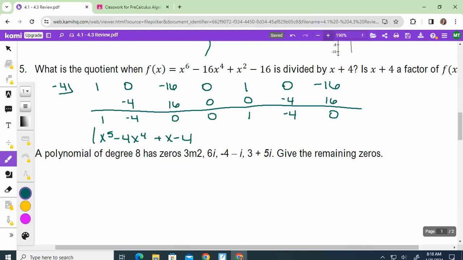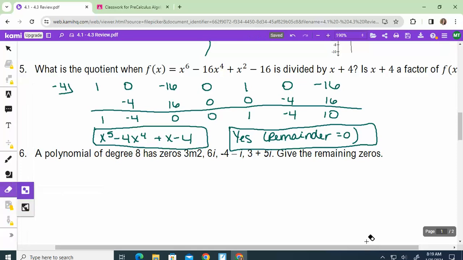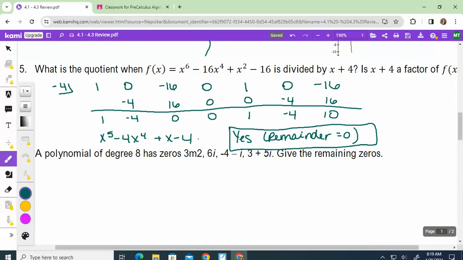So this is my quotient. Is it a factor? Yes. How do we know? The remainder is equal to the last number, 0. Alright. If we had gotten a remainder of 10, for instance, how do you write that in your quotient? You write it up here. Plus 10 over x plus 4. Okay. So if you have a remainder, you just add that on over what you were originally dividing by.